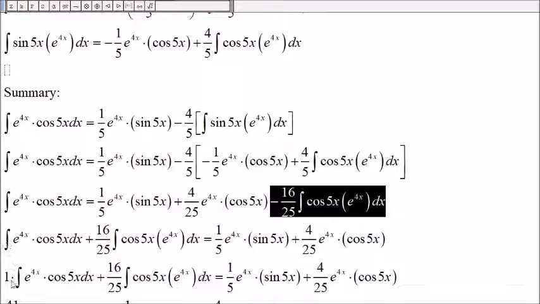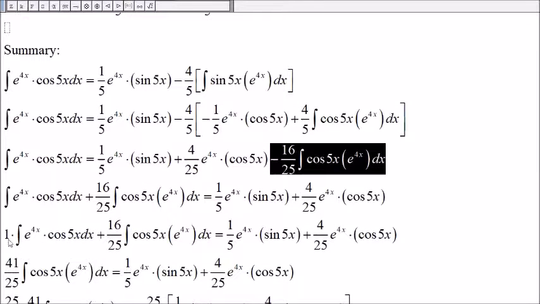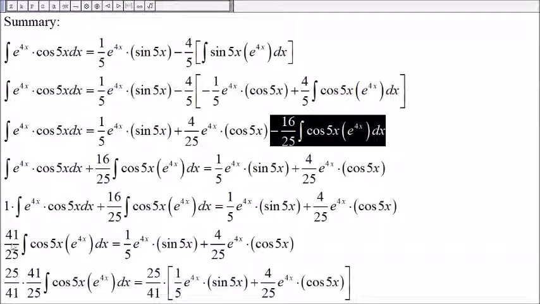There's nothing here, so we can put a 1 here. These are like terms, so we can add the coefficients. 1 plus 16 over 25 is 41 over 25. Multiply both sides by the reciprocal of 41 over 25, which is 25 over 41.